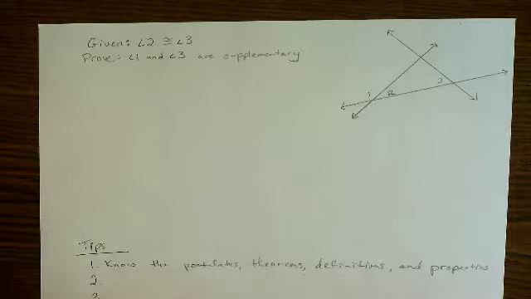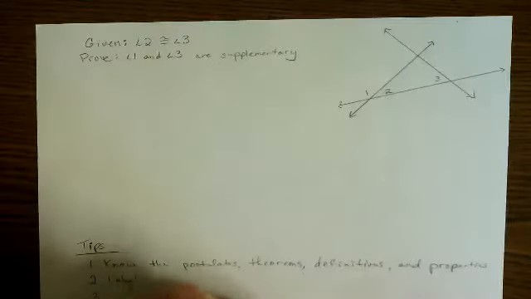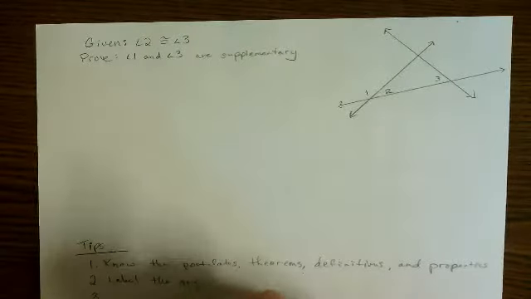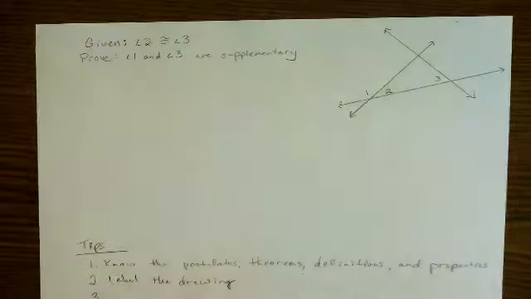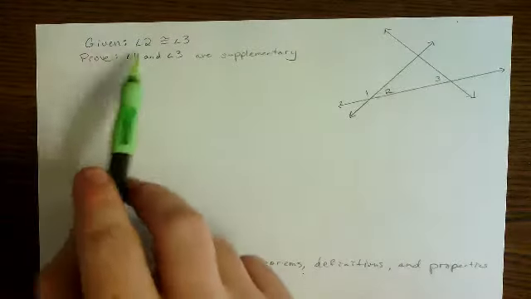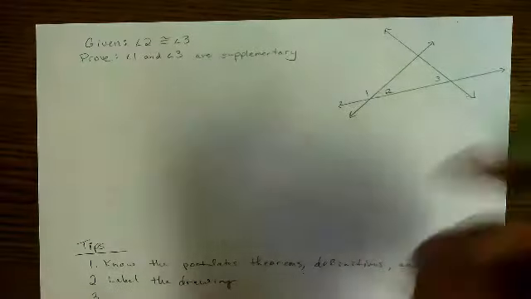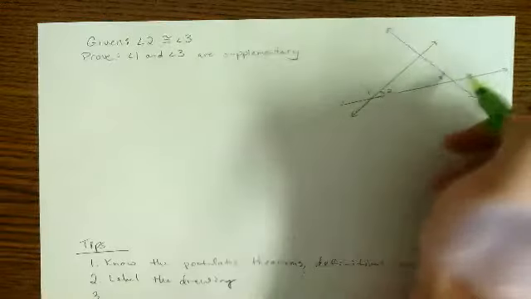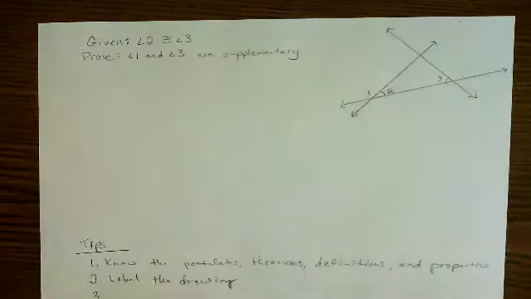My second tip is going to be to label the drawing. Labeling the drawing is a great way to start, and when you don't know where to go, labeling the drawing can sometimes just be that easy step to help you towards the right direction. So in this example, I'm going to take my givens, which says angle 2 is congruent to angle 3, and I'm just going to label that drawing with markings here to notate angle 2 is congruent to angle 3.